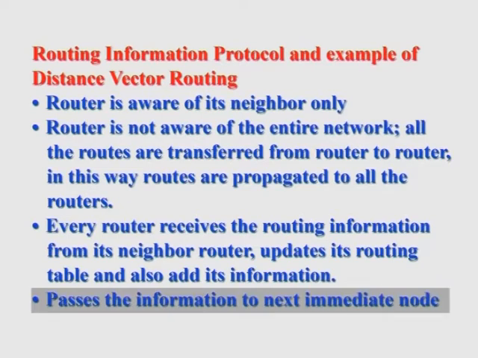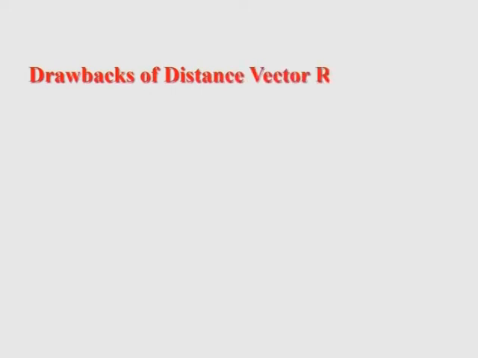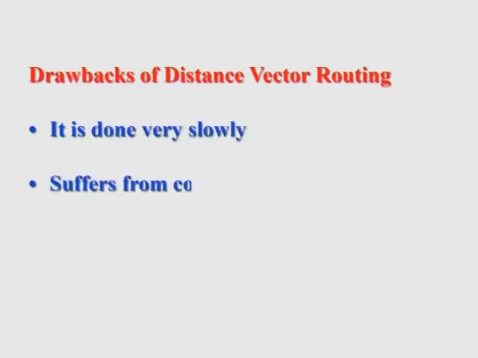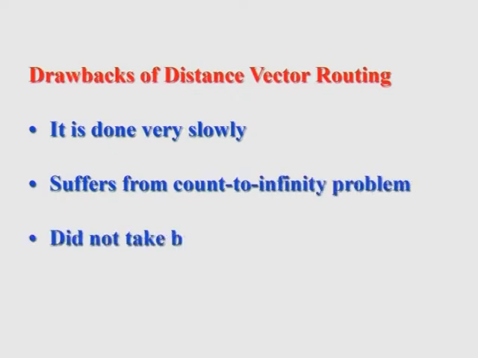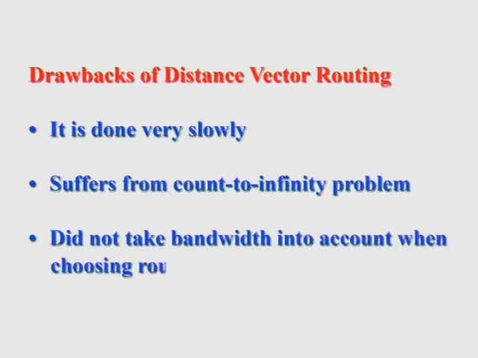and passes the information to the next immediate node. Distance vector routing works in theory but has a serious drawback in practice. Although it converges to the correct answer, it does so very slowly. It also suffers from the count to infinity problem. Distance vector routing does not take bandwidth into account when choosing routes.